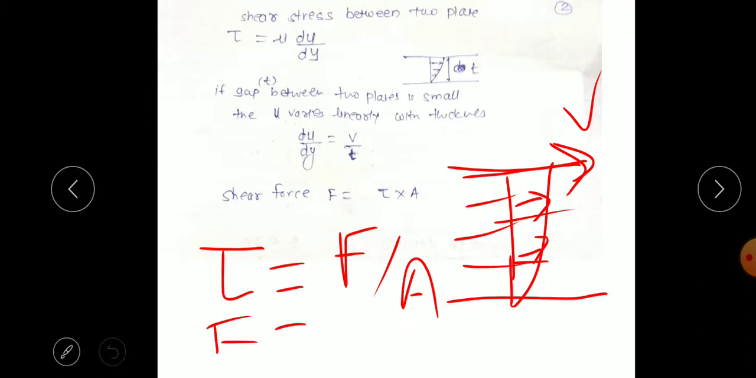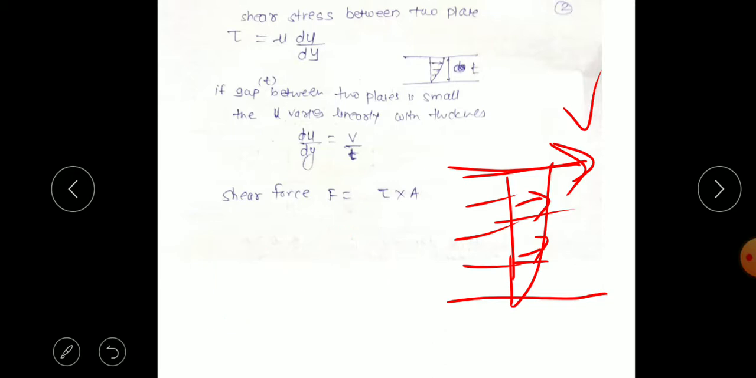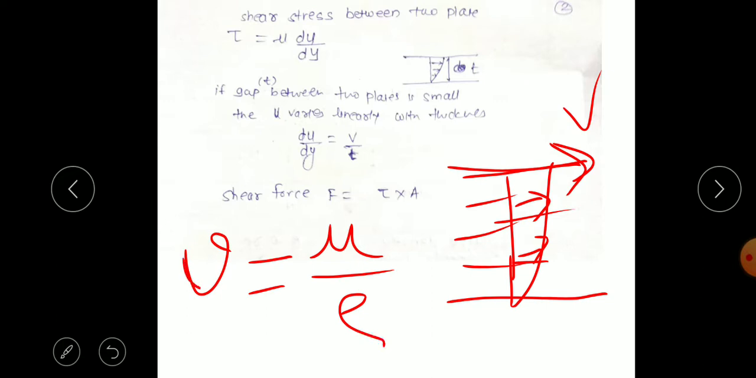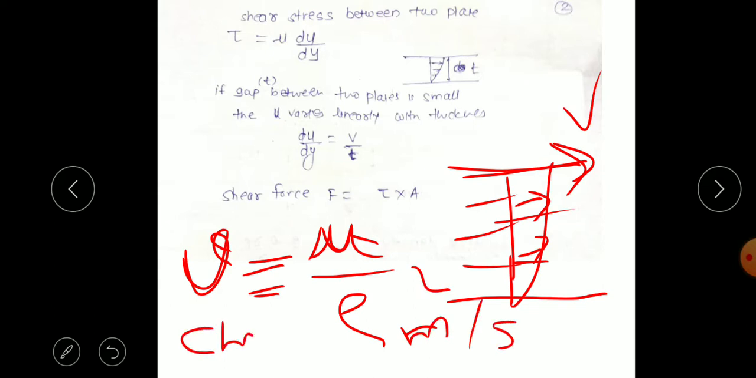One more formula required is kinematic viscosity. It is denoted by nu. Kinematic viscosity is the ratio of dynamic viscosity of the fluid to the density of the fluid, mu by rho. Its unit is meter square per second, or the smaller unit is centimeter square per second. That is also called Stokes. So the smaller unit of kinematic viscosity is Stokes, that is centimeter square per second.